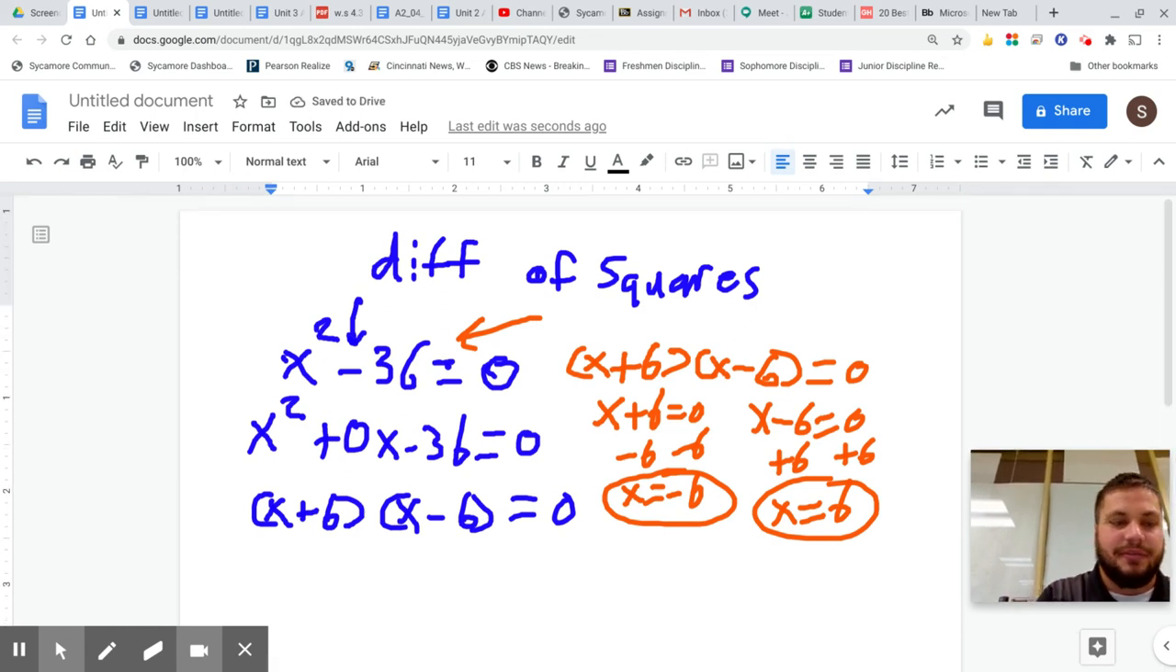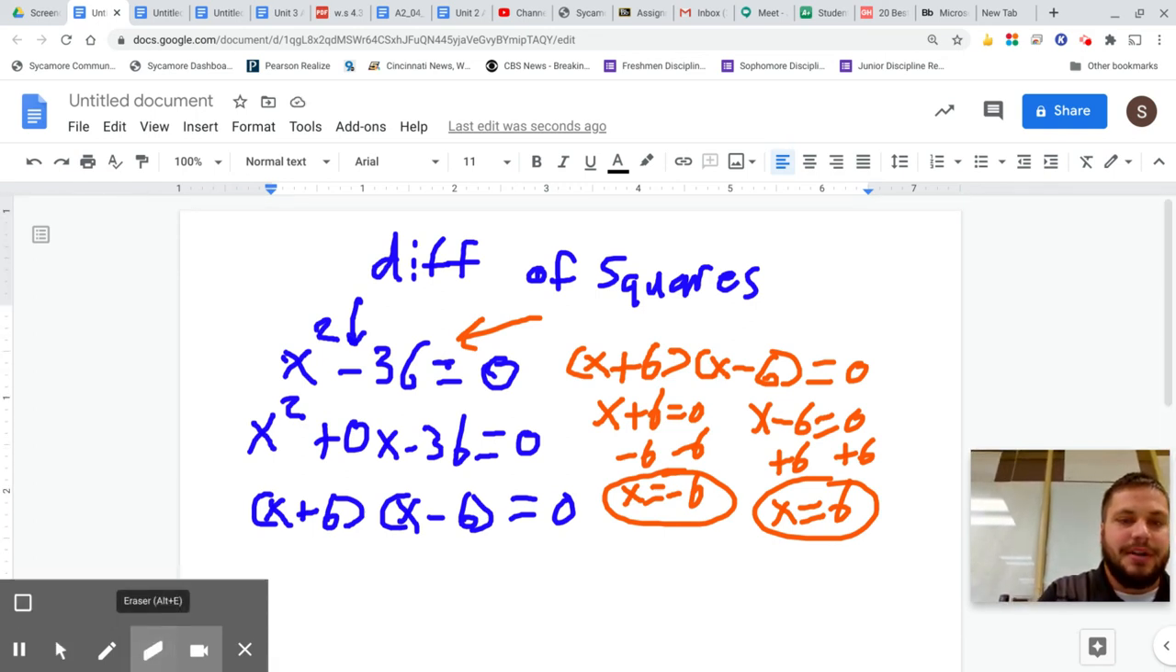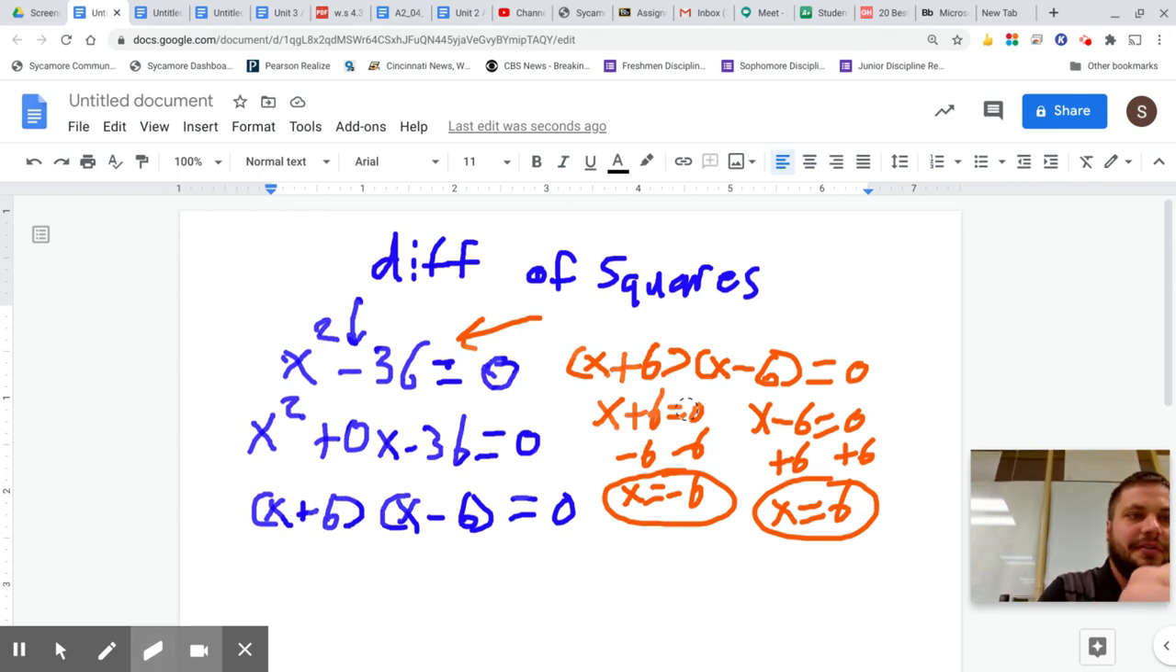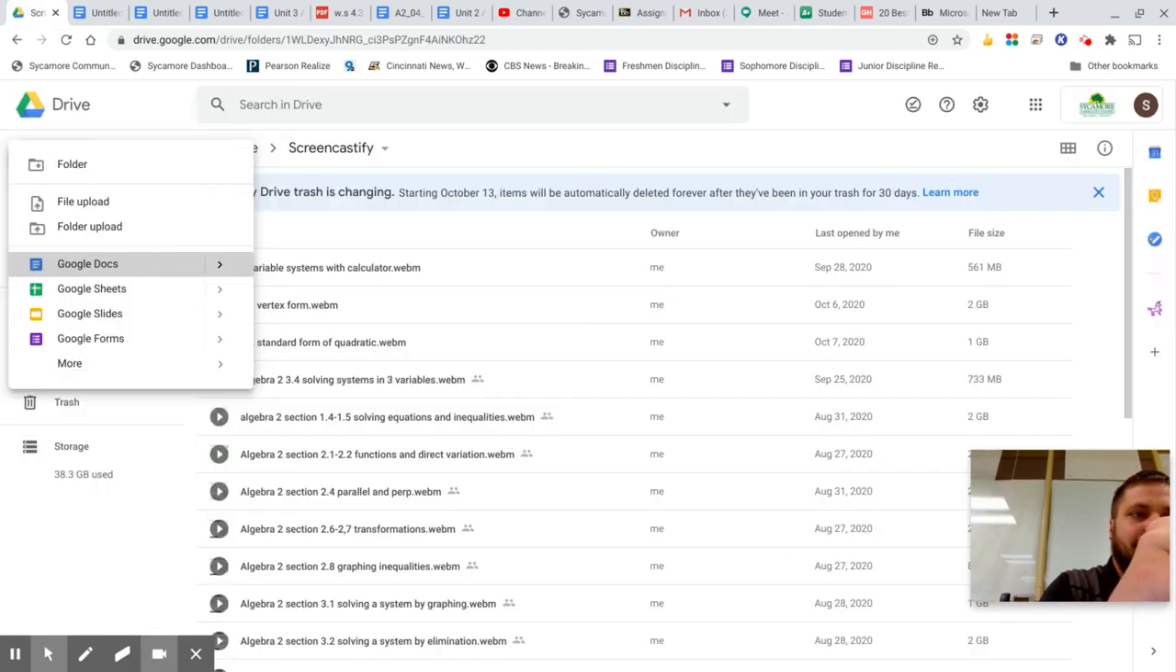I don't know why this isn't scrolling down anymore. And it won't erase. That's weird. Okay, that's all right. We'll just keep opening up another screen. We can get past this.